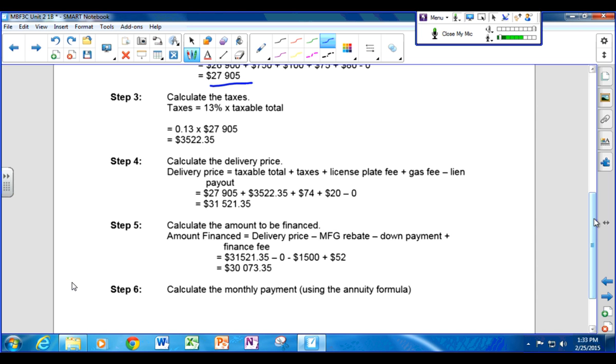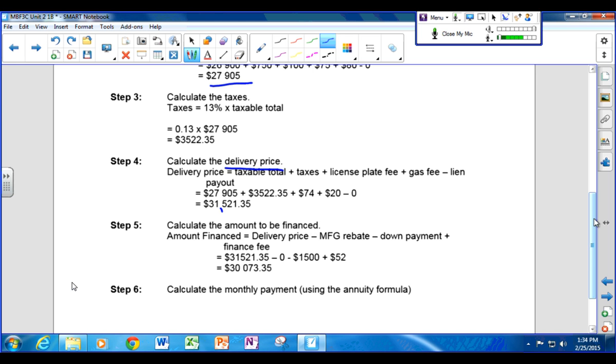Now, when they say delivery price, they're kind of talking about the bottom line price, not how much it costs to be delivered. They're talking about how much it's going to cost for you to take this vehicle. So if you showed up at the dealer with that amount in your pocket in $50 bills, then you could just drive it away. Okay, yeah, exactly. But most people don't have $31,521.35 in their pocket in $50 bills.